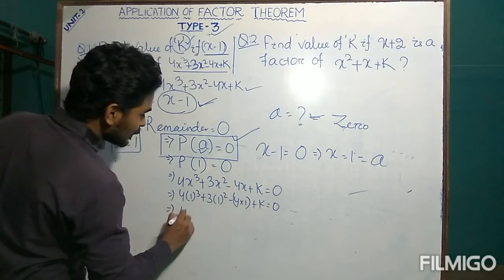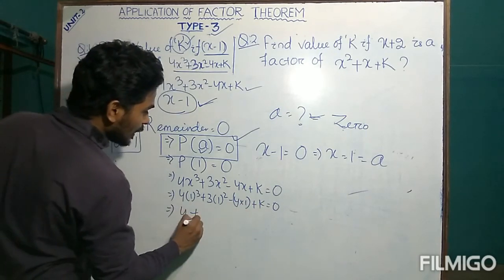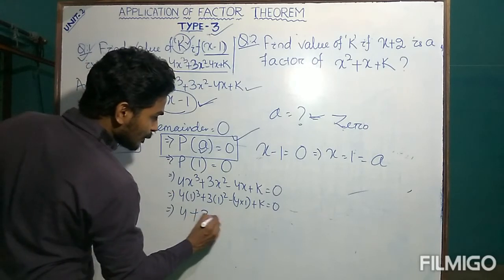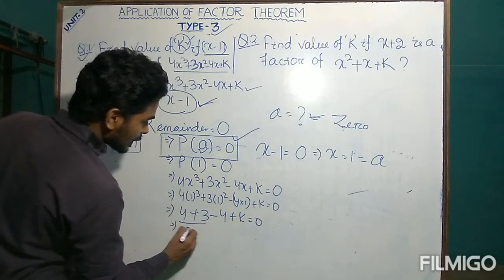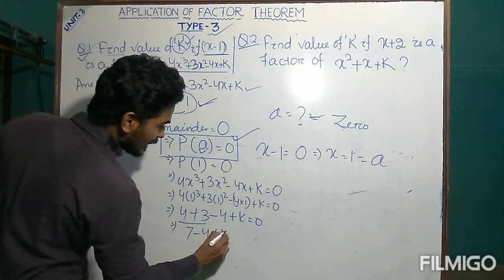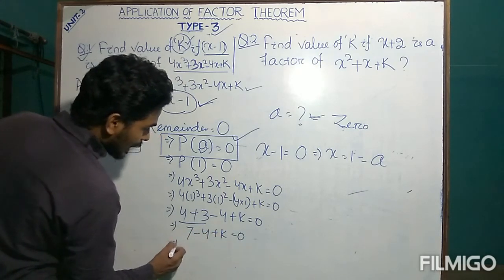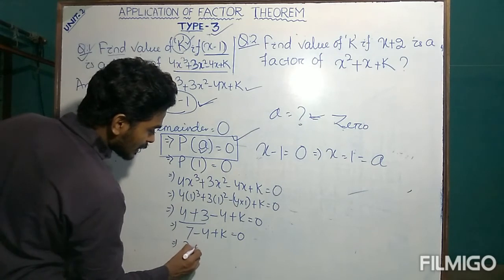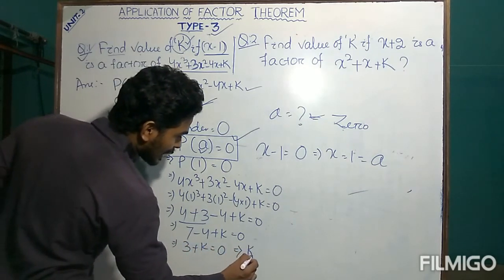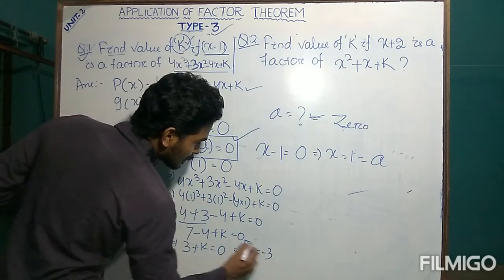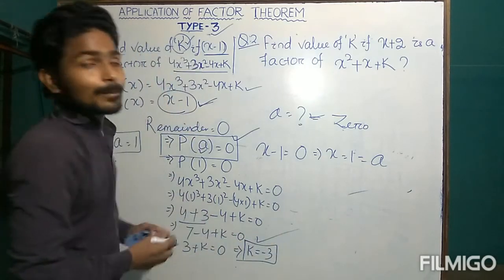So 4 into 1 cube means 4 into 1, 4. 1 square is 1, 3 into 1, 3, minus 4 plus k is equal to 0. Hence 4 plus 3 is 7, minus 4 plus k is equal to 0. And 7 minus 4 is 3. So 3 plus k is equal to 0. Implies k is equal to minus 3. So here we get the value of k.